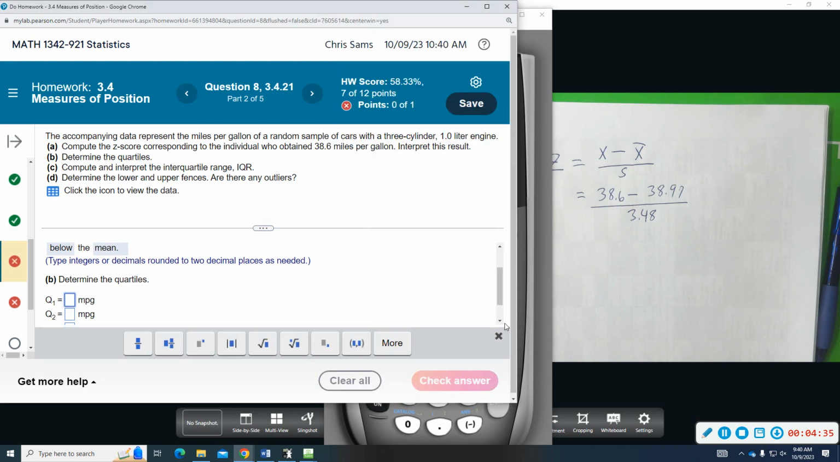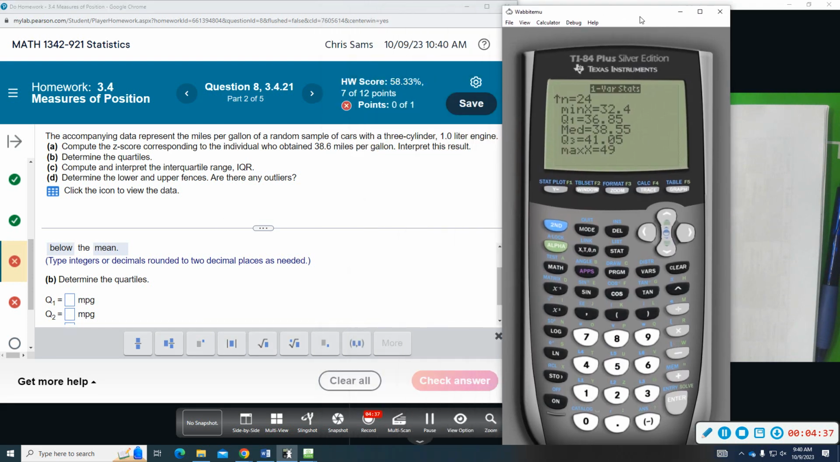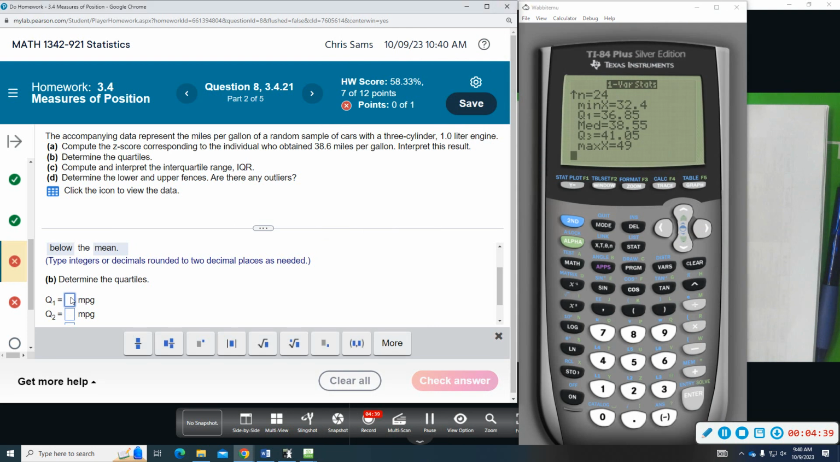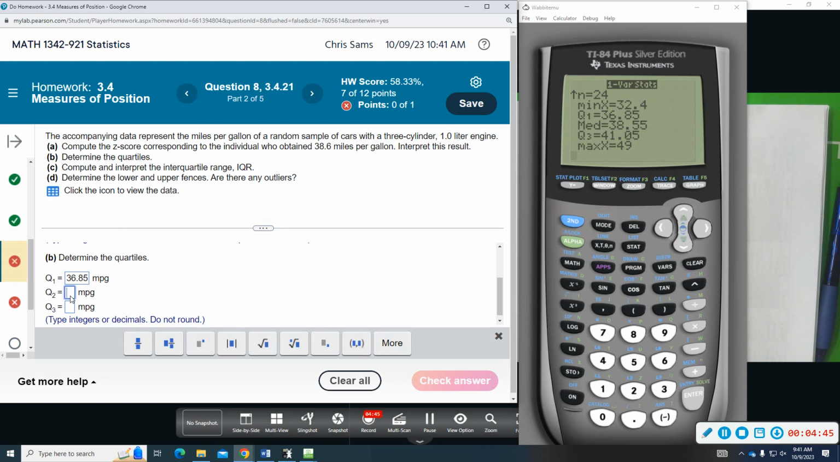So I'm just going to input those values. So Q1, 36.85. Q2, 38.55. And Q3, 41.05.